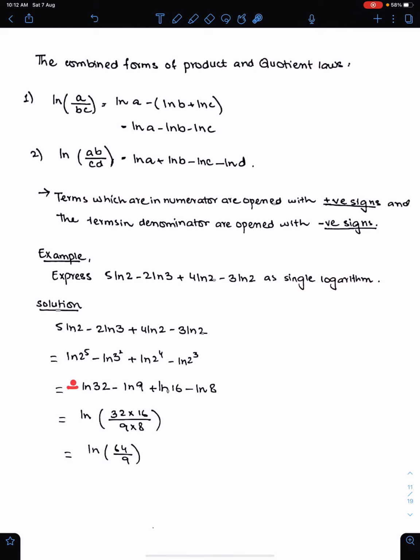So this log is positive, this is also positive, so you have to write this as ln bracket 32 times 16. They both must be in the numerator. This is the reverse of this. And since they both are negative, their product should be in the denominator, like this. And this is the simplified form.